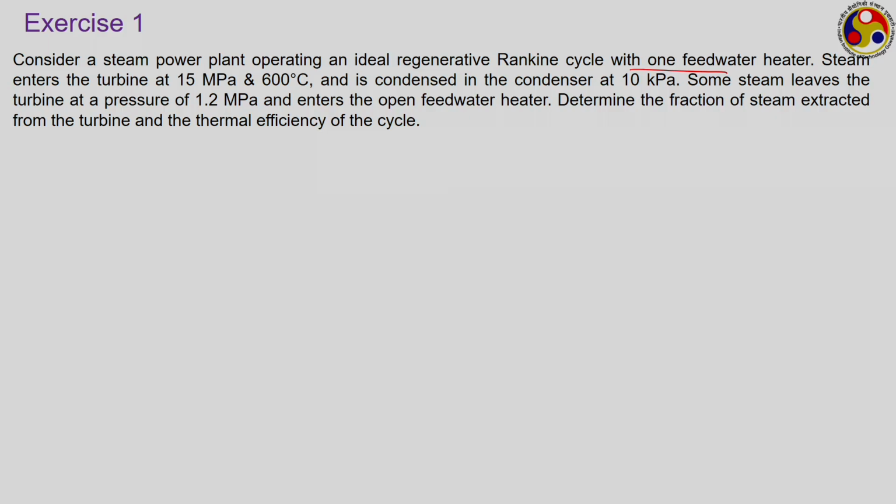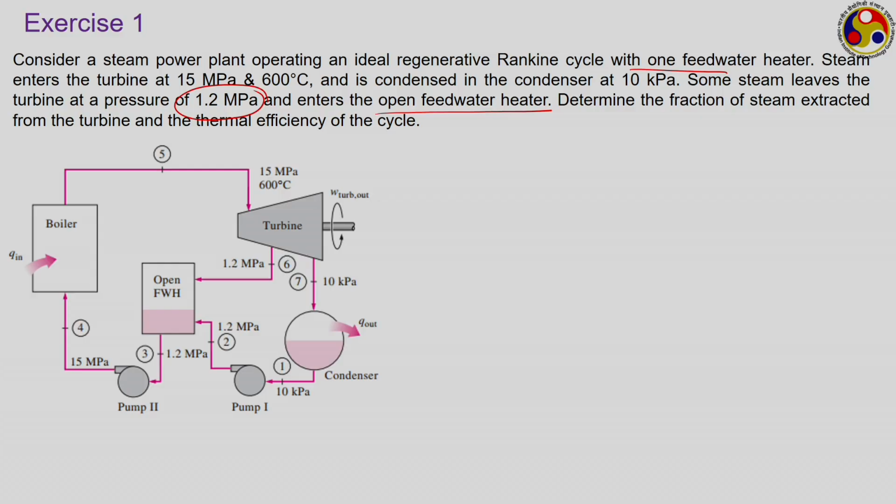Some steam leaves the turbine at a pressure of 1.2 megapascal and enters the open feed water heater. So, we are talking about an open feed water heater, just a single feed water heater, and this 1.2 MPa is the intermediate pressure. I will note down the things later on. Let us read the problem to completion: we have to determine the fraction of the steam extracted from the turbine and the thermal efficiency of the plant. So, this is the diagram of the plant.